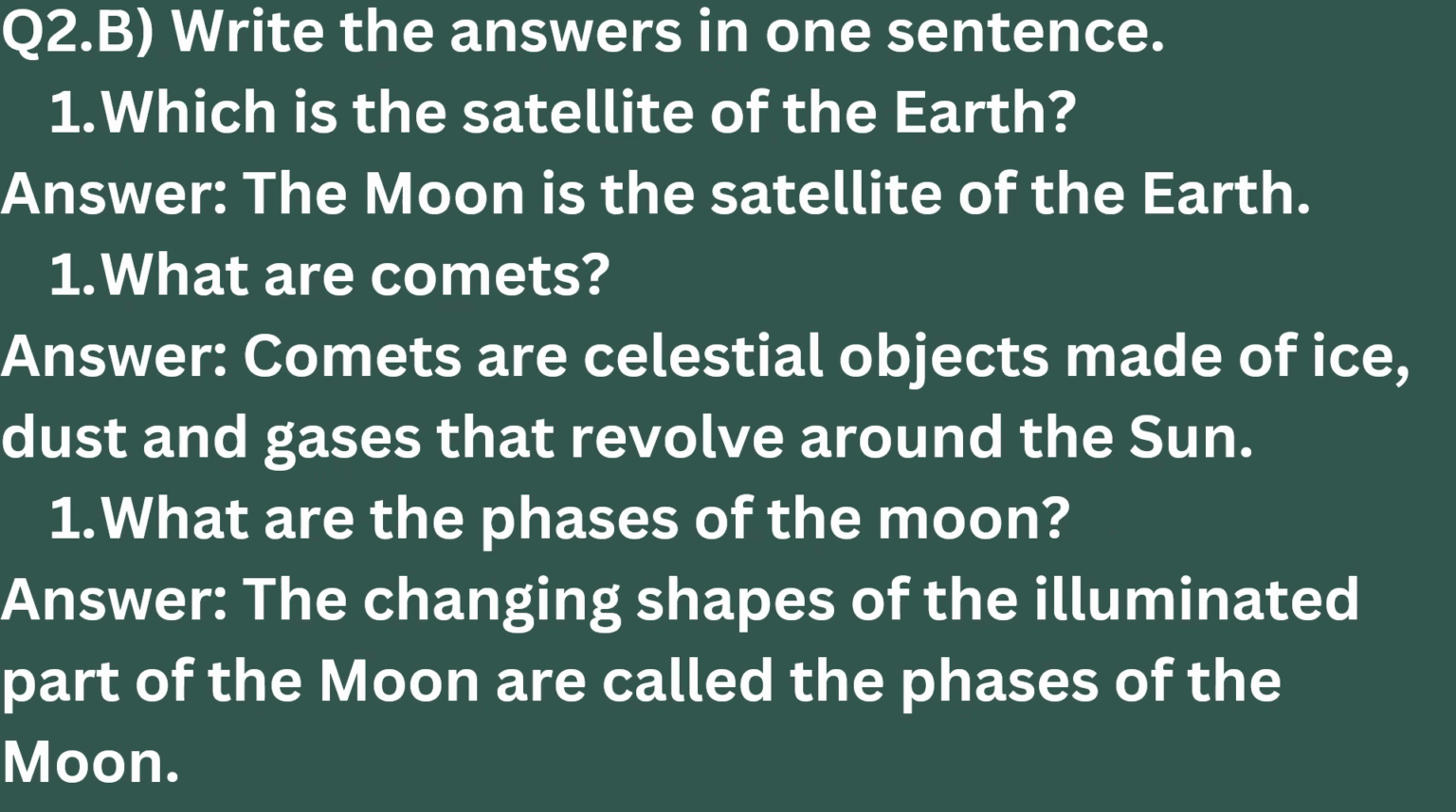Answer in one sentence. Which is a satellite of Earth? The moon is a satellite of the Earth. What are comets? Comets are celestial objects made of ice, dust, and gases that revolve around the sun. What are phases of the moon? The changing shapes of the illuminated part of the moon are called phases of the moon.